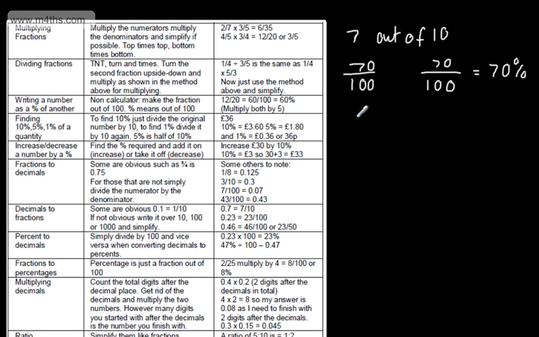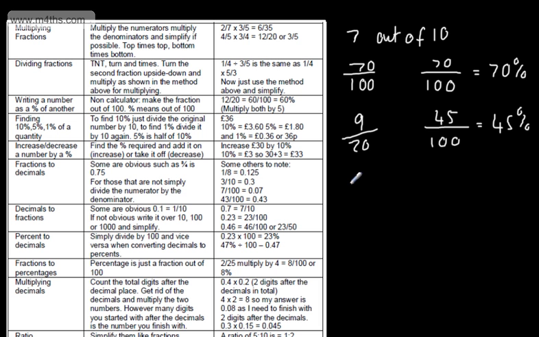So if we had, for example, let's say we've got 9 of 20. What do I need to do here? Well, I know that 20 goes into 100 5 times, so I need to multiply the numerator and denominator by 5. So that's going to give me 45 over 100, which is 45%.